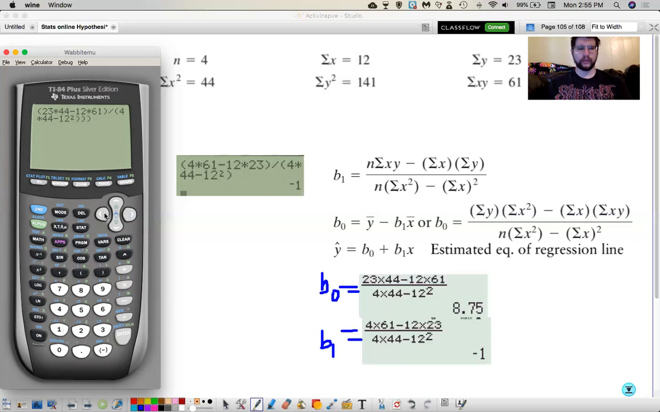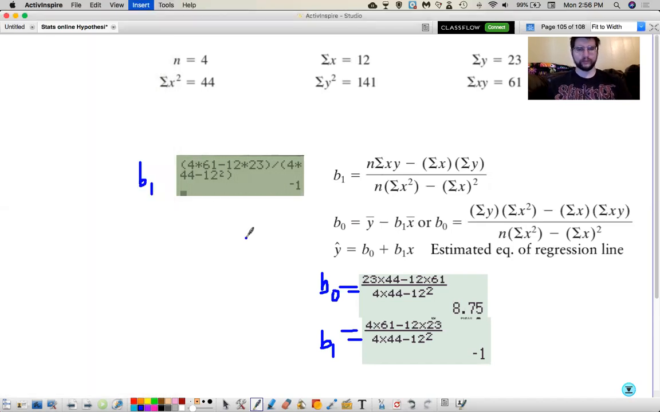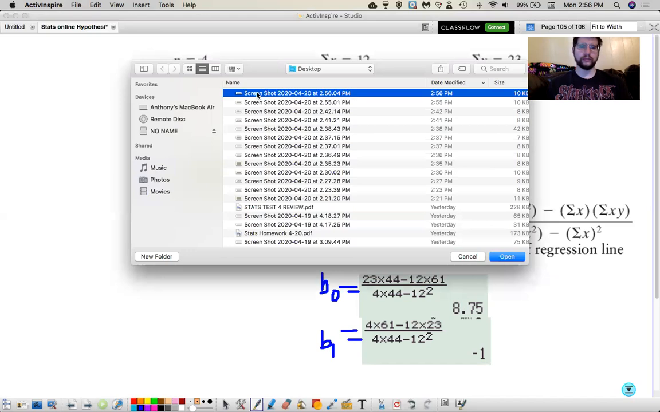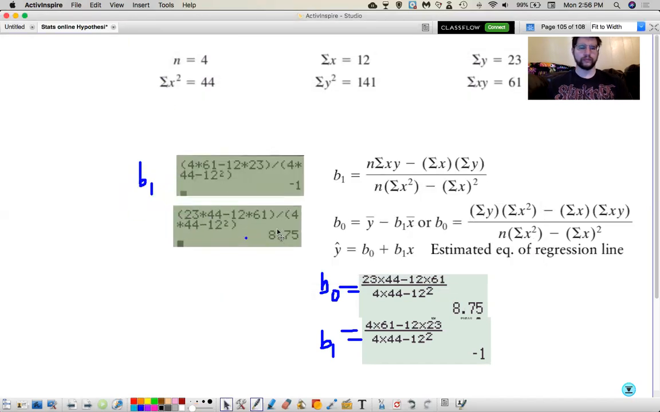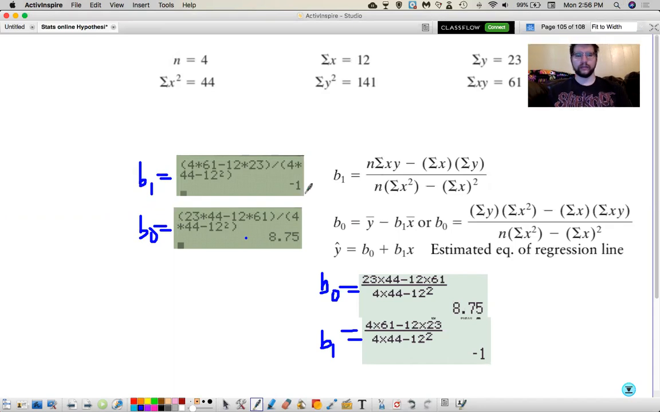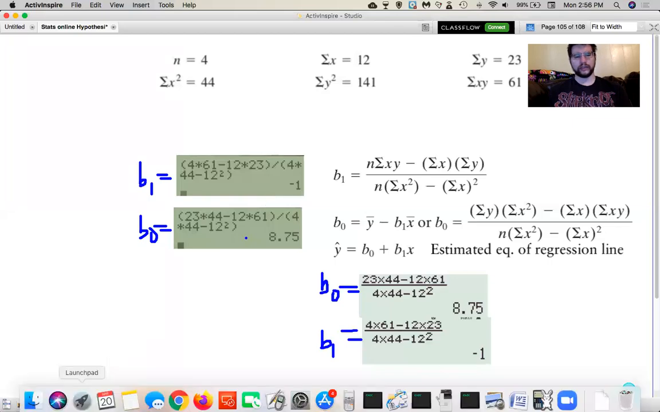Let's check that out. Again, I put too many parentheses somehow. 8.75. That's what we should get because we already did it with the calculator. This is the same problem, by the way. And that is the end of how to calculate the regression equation right there.